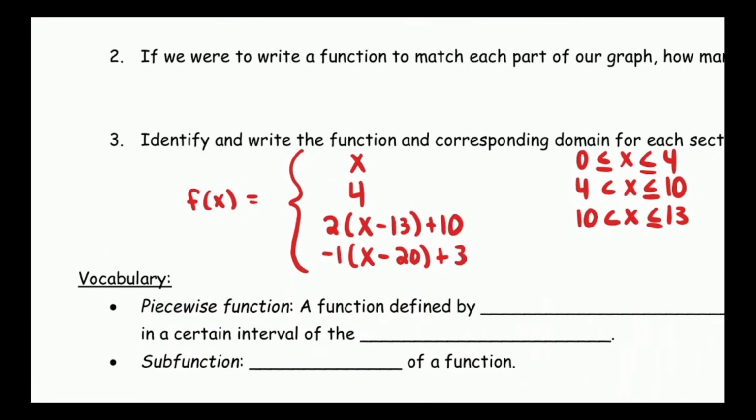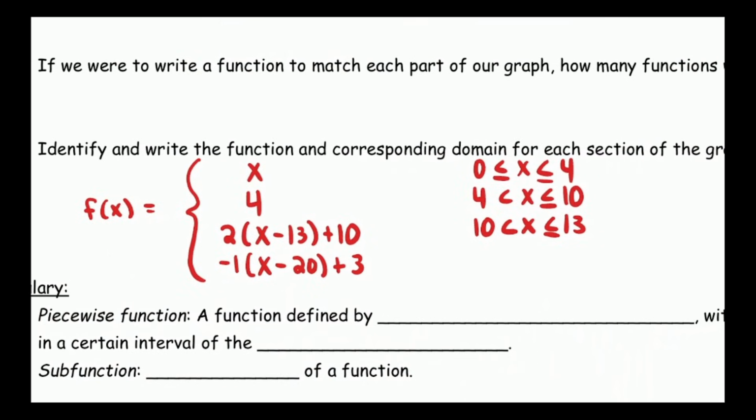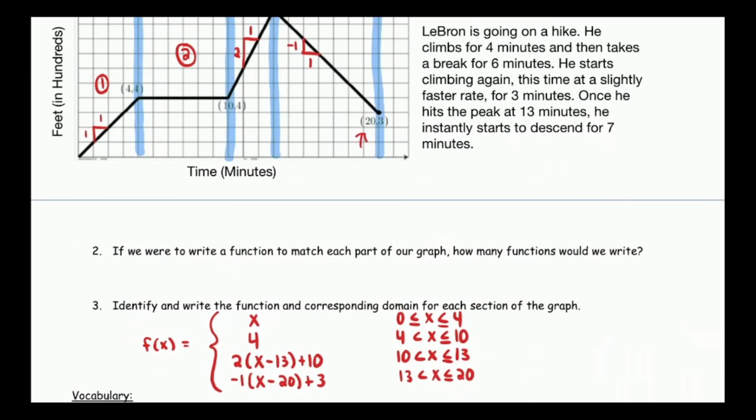And then to wrap things up, now I have to write my domain. So we're going from 13, which is 13 is less than x is less than or equal to 20. Each one of these functions, which I have written here, represents each one of the sections that we have on our graph above, and that's how we would write a piecewise function.